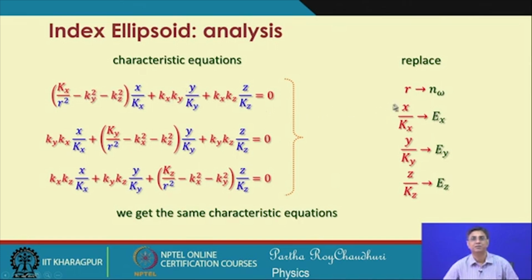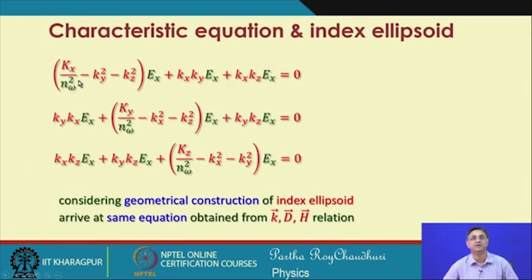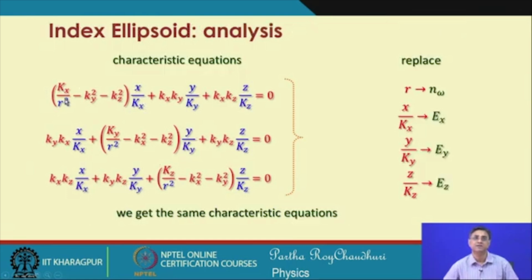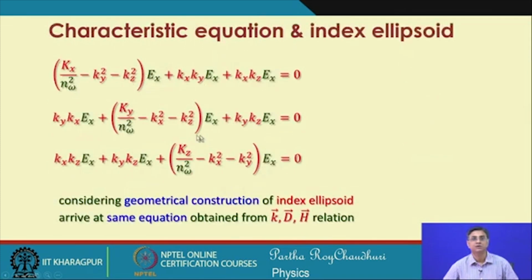And to identify that, let us replace R by n omega and x by capital K x by E x and so on. Then this equation will take the form of the same equation, that is K x by n omega square. Go back and see that K x by R square will become K x by n omega square and so on. So, we get this equation which is the same equation that we obtained from the characteristic matrix equation. But this time we have obtained this equation using the geometrical construction of the index ellipsoid, and we arrive at the same equation in terms of the K D H relation.